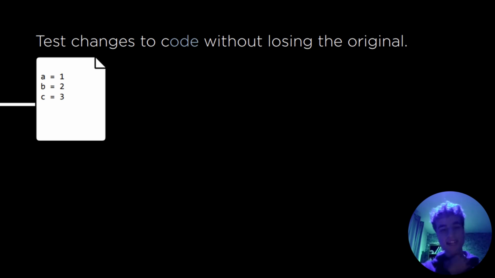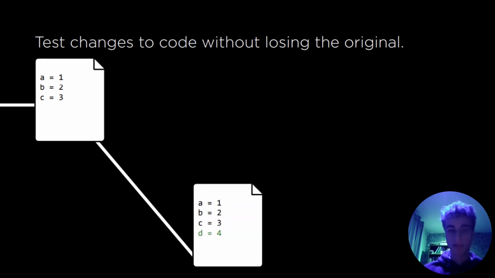Another advantage of Git is it allows us to test changes to code without losing the original. So for example, let's say we've got this file here and we're going to make a change and say D equals 4. But if we make this change, we don't know if we've done something that's broken the code. And so we can test it, and then if we realize there's a problem with the code, that's fine. We can just go back to the original version of the file.